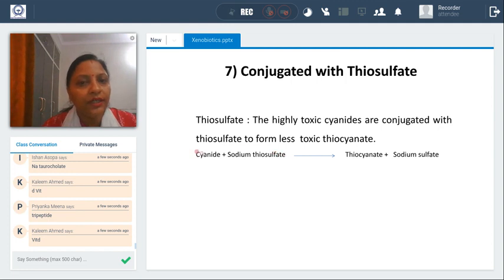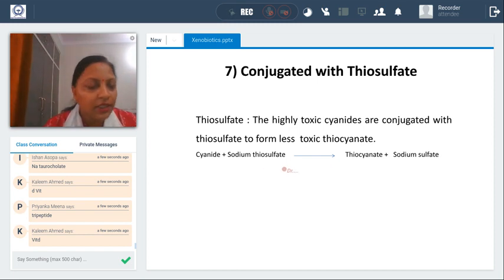Conjugation with thiosulfate: the highly toxic cyanide is conjugated with thiosulfate to form less toxic thiocyanate. So this cyanide, with sodium thiosulfate, gives the less toxic thiocyanate. Cyanide is converted into thiocyanate by the addition of thiosulfate. Is it clear to all of you? Please answer in the box.